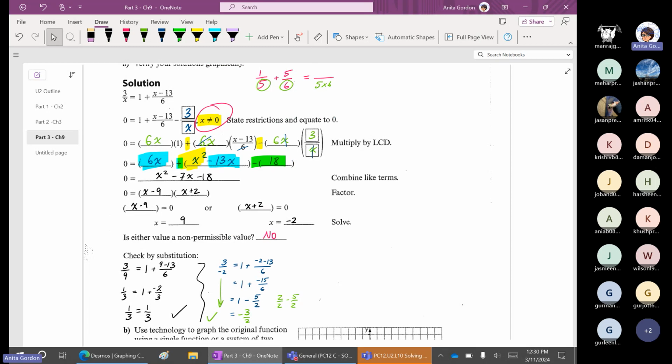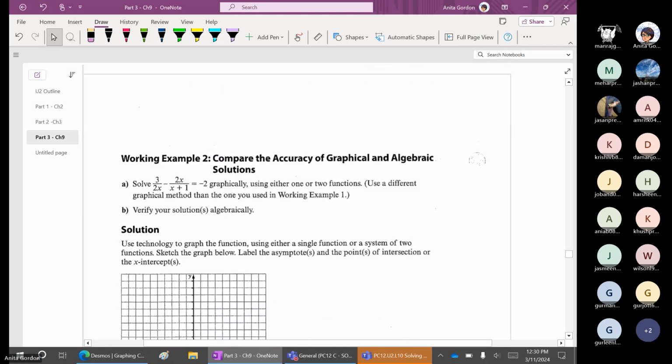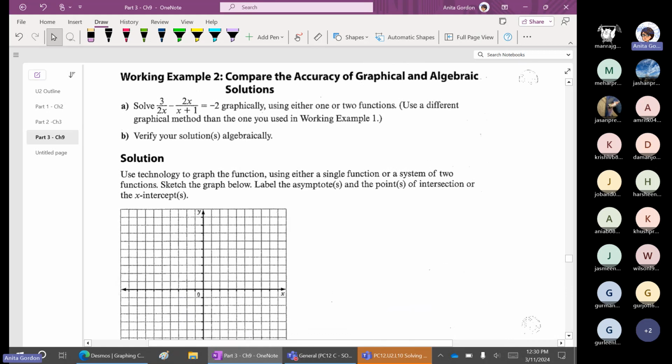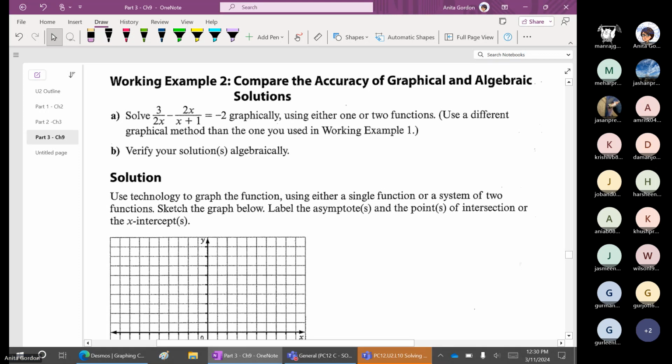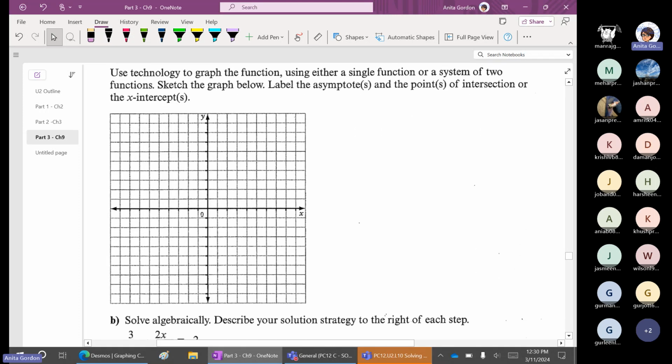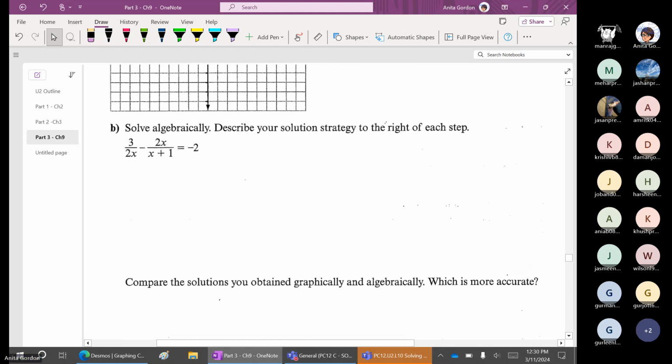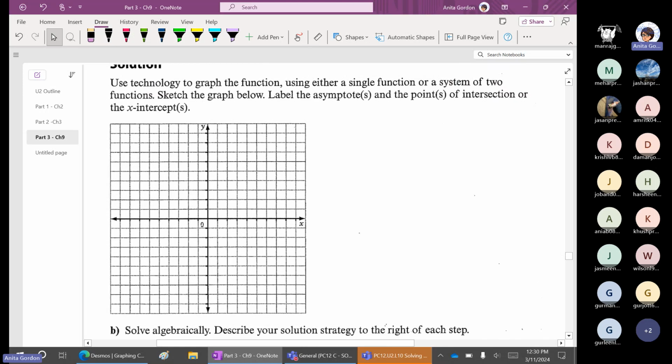Okay, let's do the next one. I'm going to give you guys a head start on this one. Same idea. In this one, it's asking you to check using Desmos or your graphing calculator first. Find the 2 roots or 3 roots or 1 root or however many there are. Use whatever method you want. Write it down and then check your work. Okay, so I'm going to pause the video here. I want you guys to do this together.